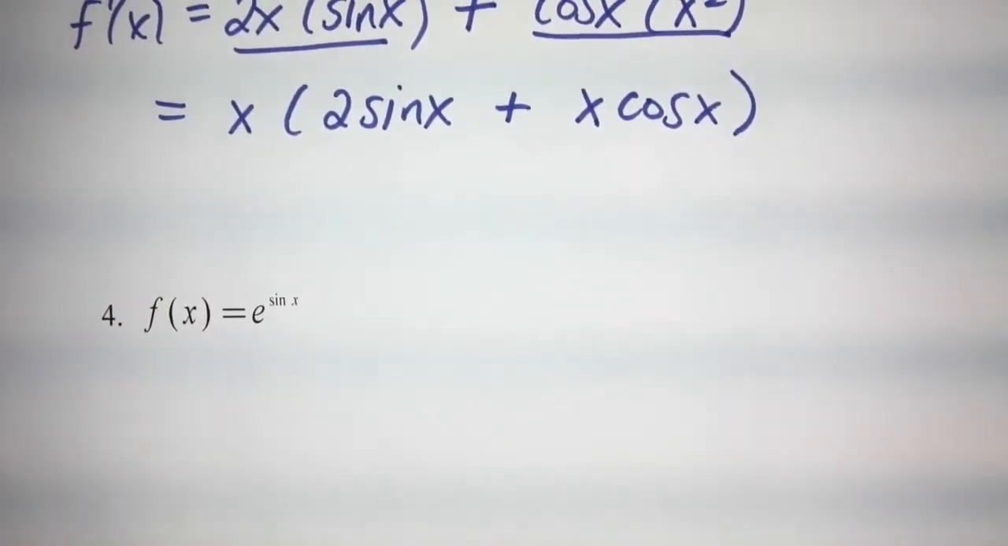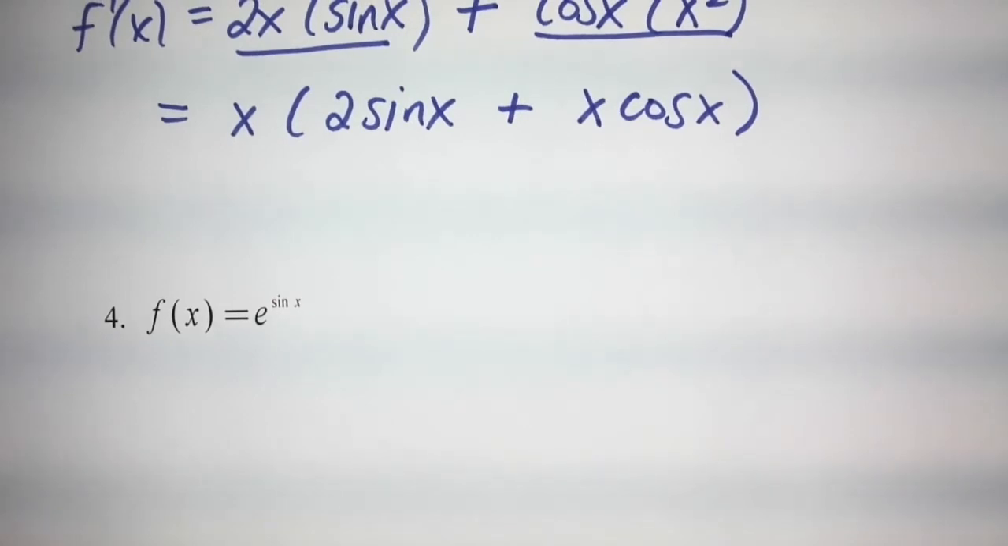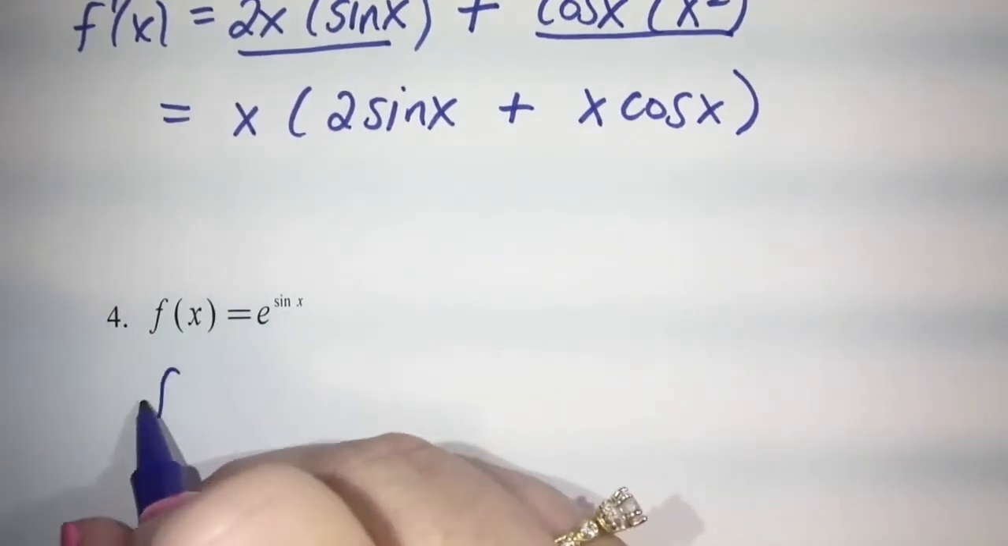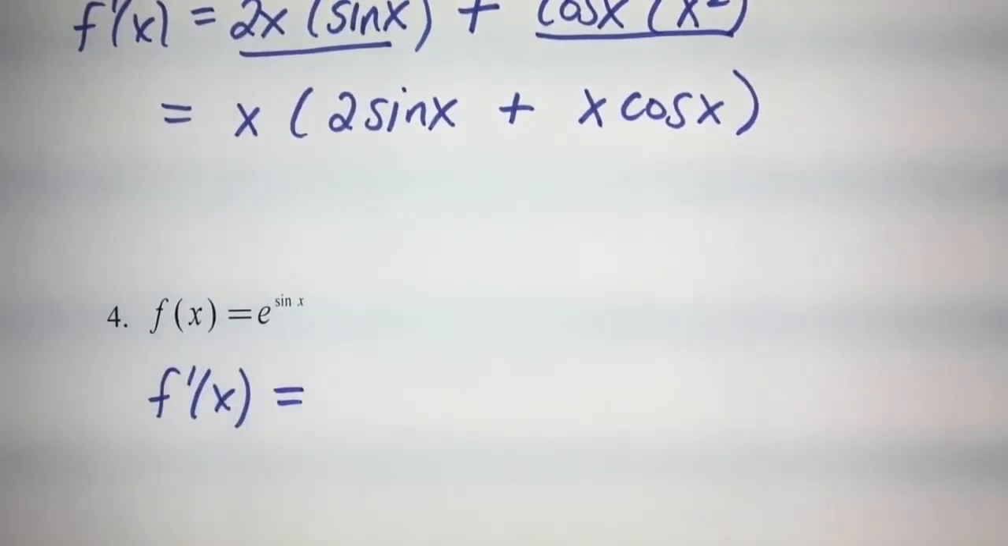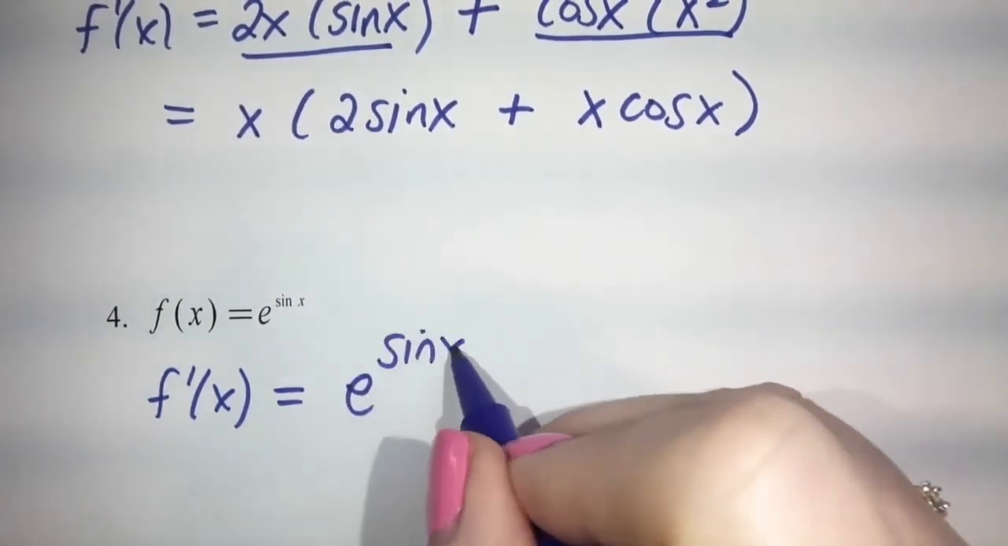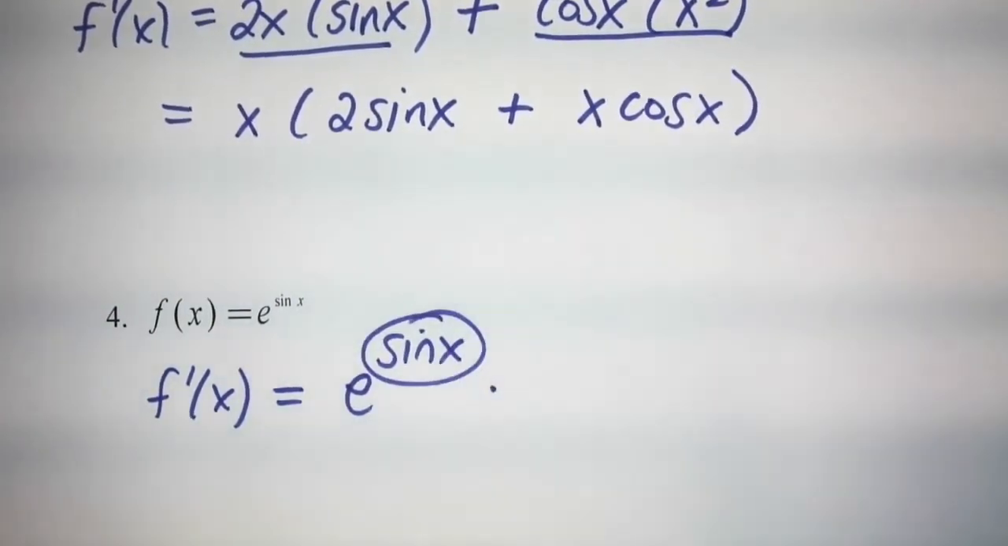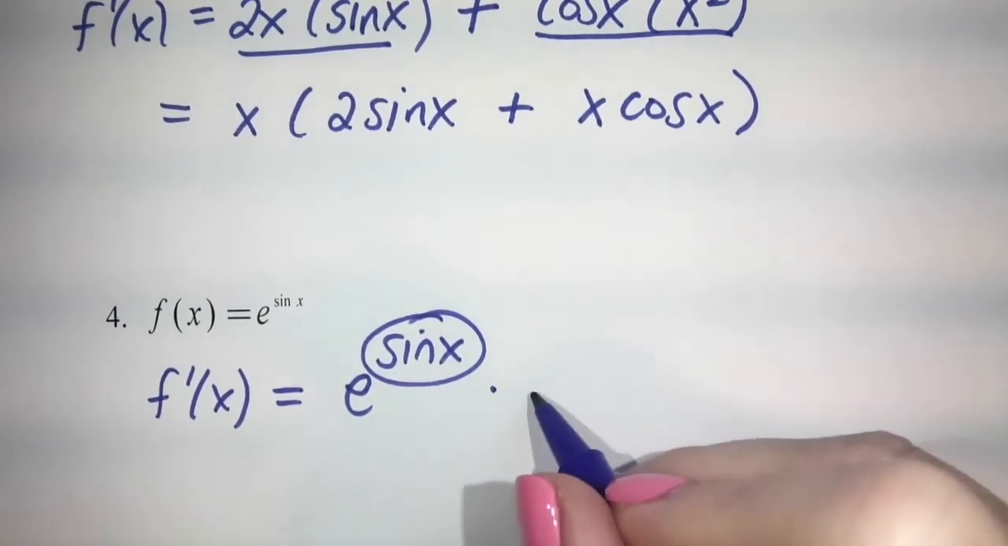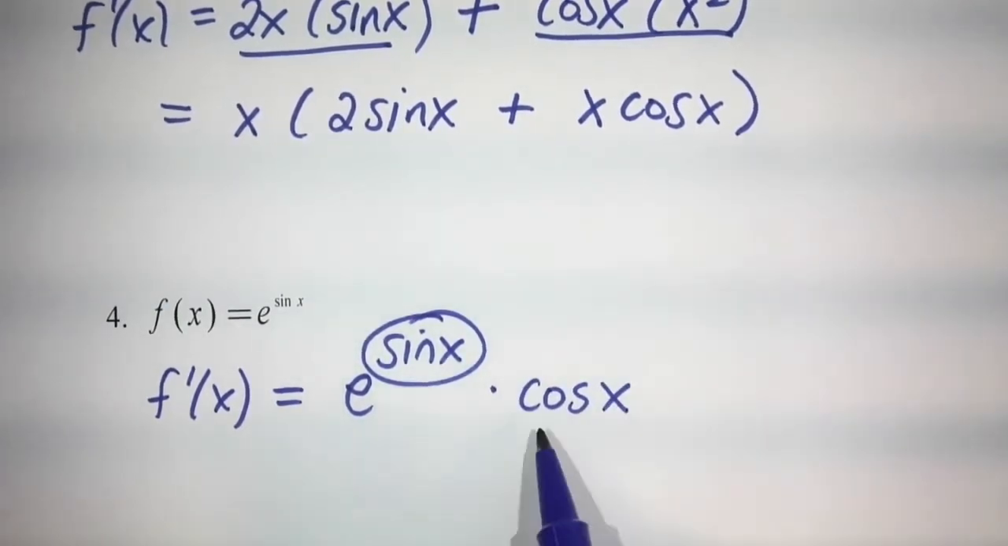Okay, number 4, we have f of x equals e to the sine x. So hit pause and let's see if you can do this derivative. Think about the derivative of e to the anything. The derivative of e to the anything is e to the anything times the derivative of the anything. So e to the sine x, times the derivative of sine x. And that would be a cos x. And the cos x is down beside it. It's not up in the exponent.